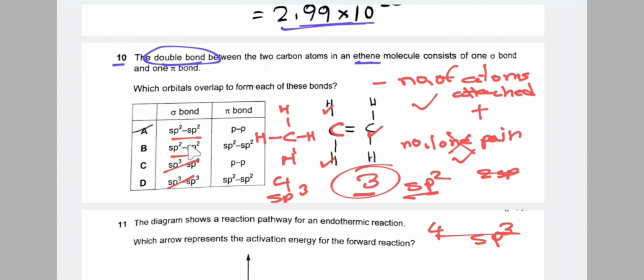So the sigma bond is formed by sp2 and sp2 hybridized orbitals, that is either A or B. And the pi bond is formed by the overlap of p orbitals, that is p and p orbitals. So the correct answer is A, as the two p orbitals overlap to form the pi bond.